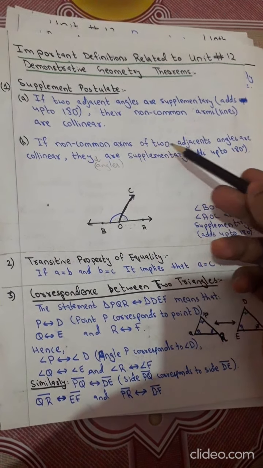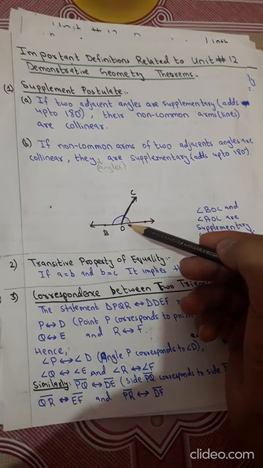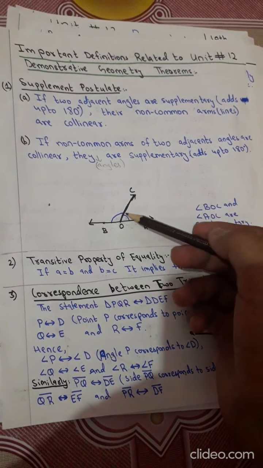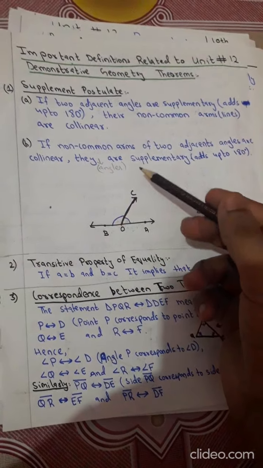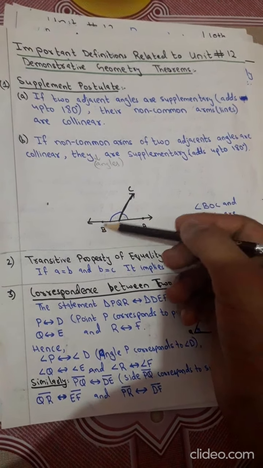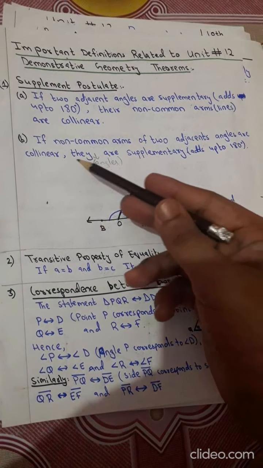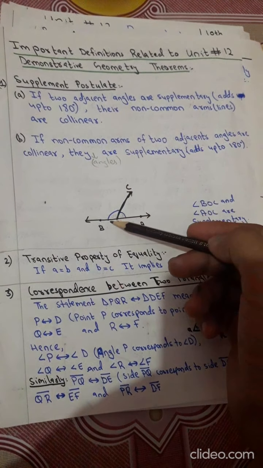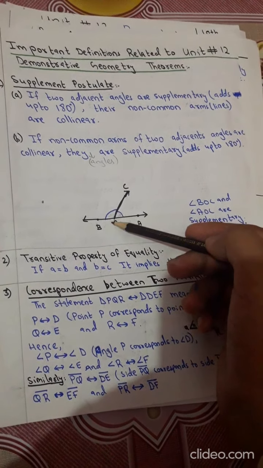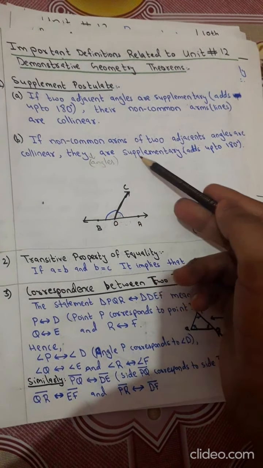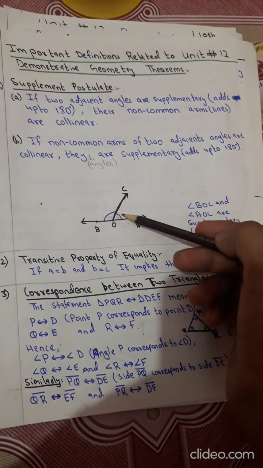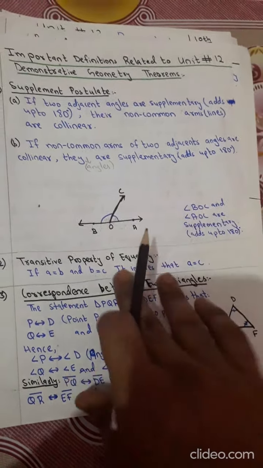If the non-common arms of two adjacent angles COA and COB, which are OA and OB, are collinear, lying on the same line, then the angles are supplementary. We add them and their answer will be 180 degrees.